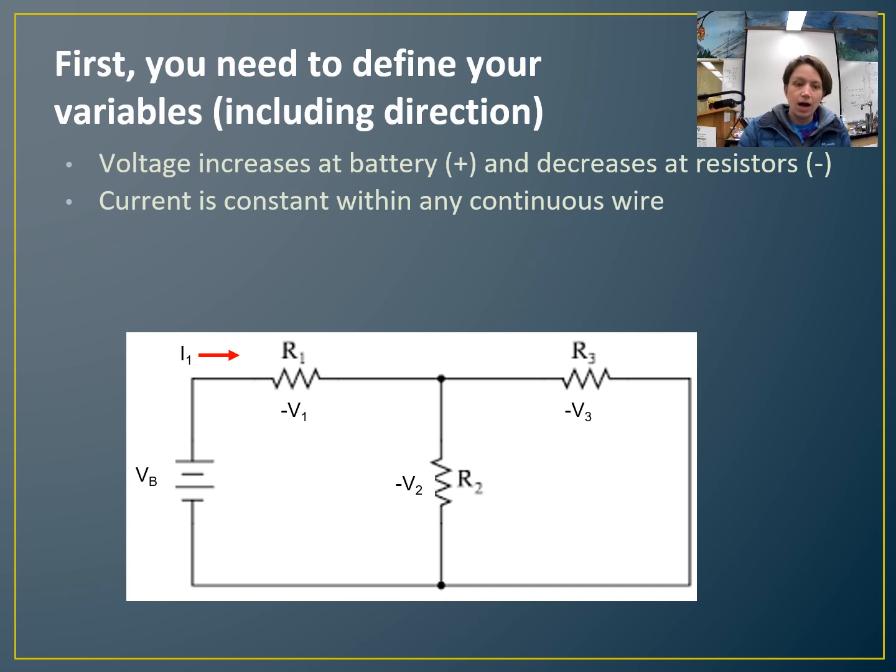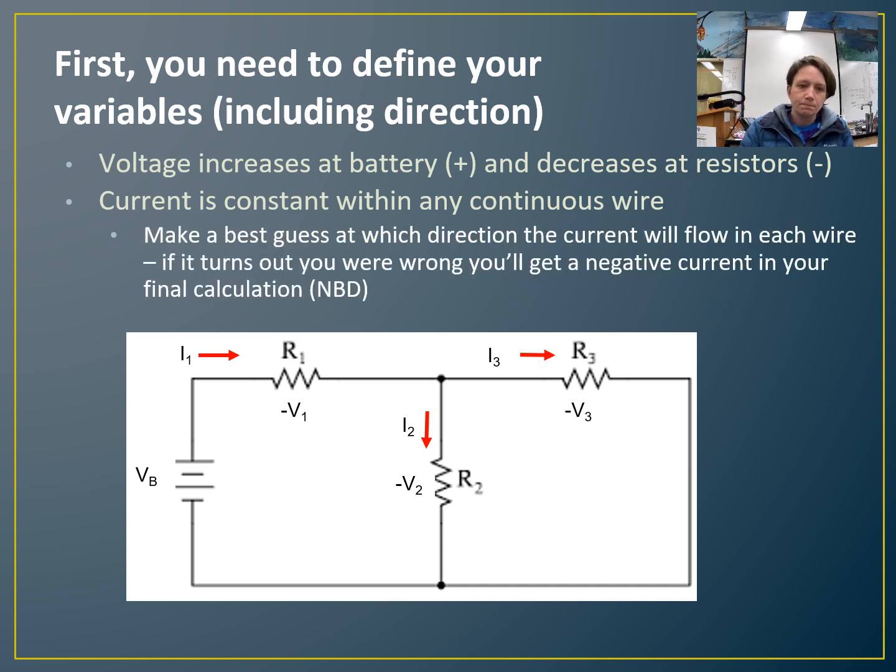So I'm going to define I1 there that goes through R1. It would also be the same as the current that goes into VB from the bottom, because that's all continuous wire on that side. I'm going to define a variable I2 as the current that flows downwards through that branch of the circuit with R2 in it. And then I3 is going to be the current going through R3 and around the side of that loop.